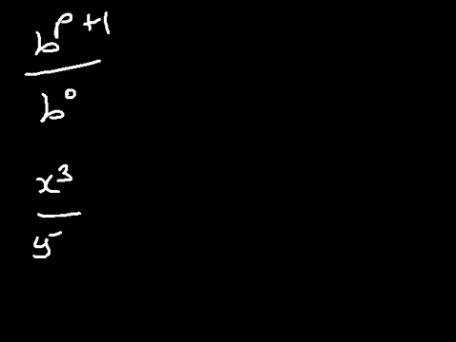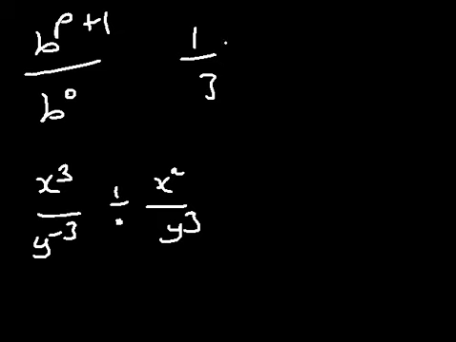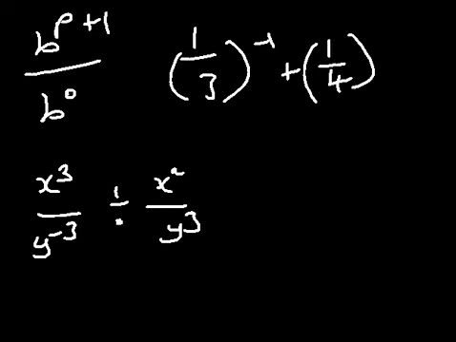Let's say if we have b to the power p plus 1 over b to the power 0. What is that? And what is x squared, x cubed divided by y to the power negative 3, divided by x to the power 2 over y to the power 3? What is that? Try to go through it. And also think about this one. Let's say if we have 1 over 3 to the power negative 1, plus 1 over 4 to the power negative 1. Try to understand that at your own time.